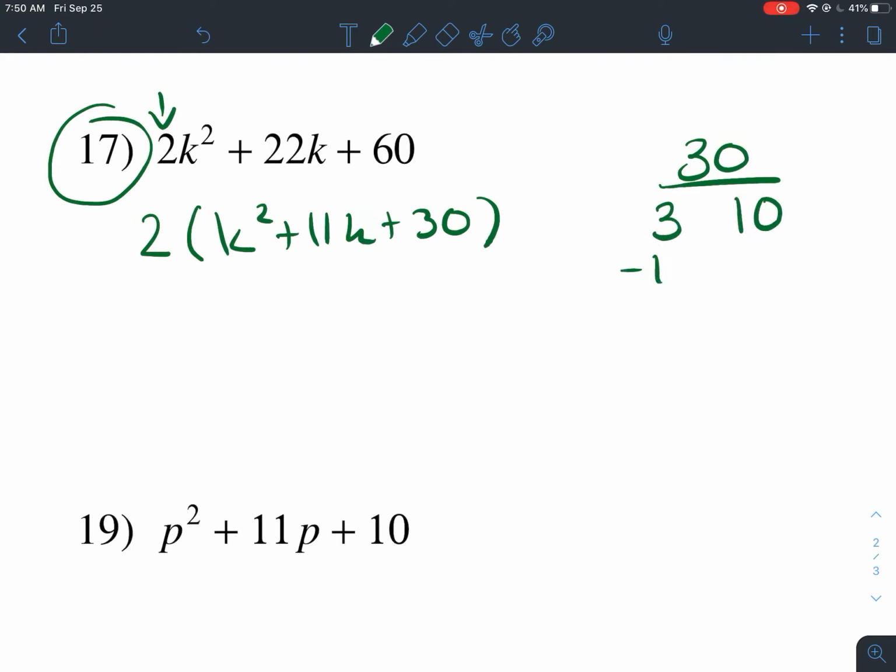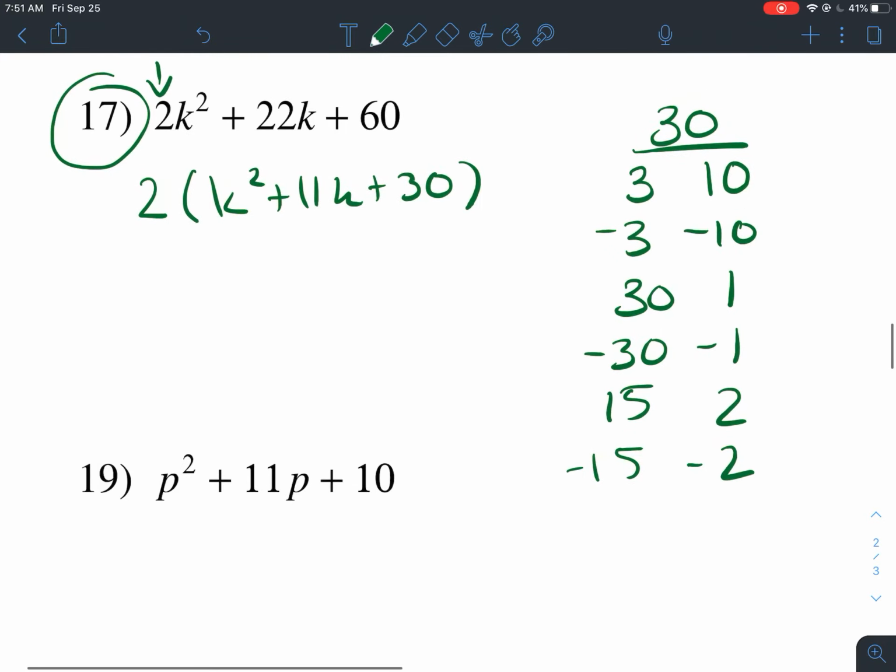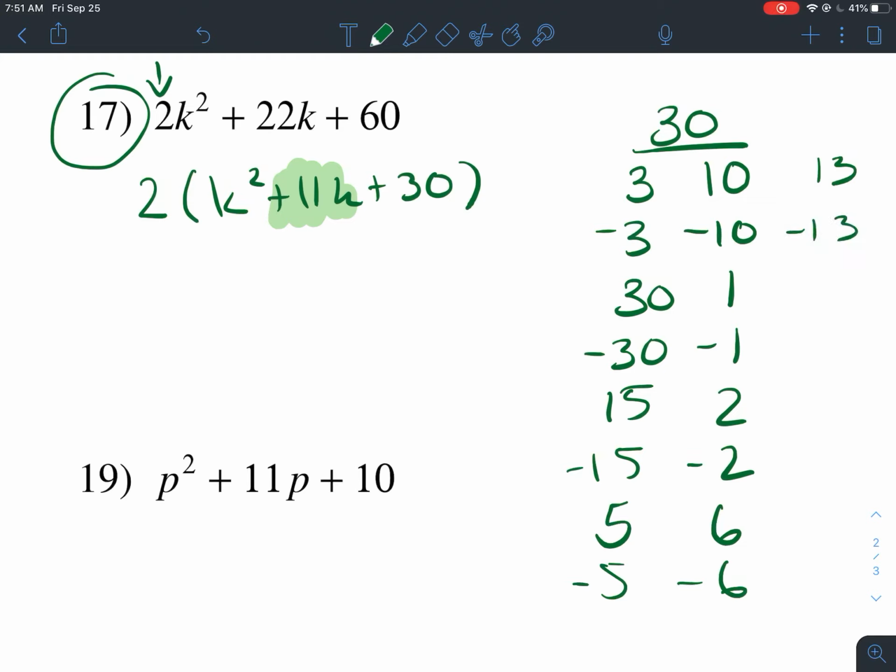So we're going to do it the same way. We've got a 30. Let's write out all of the factors of 30. So we end up with 3 and 10. We could have negative 3 and negative 10. We could have 30 and 1, negative 30 and negative 1, 15 and 2, negative 15 and negative 2. And then let's do 5 and 6. And we could do negative 5 and negative 6. So let's go down the line and see if any of these add up to 11.